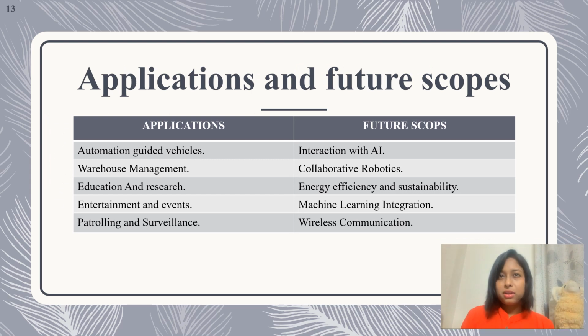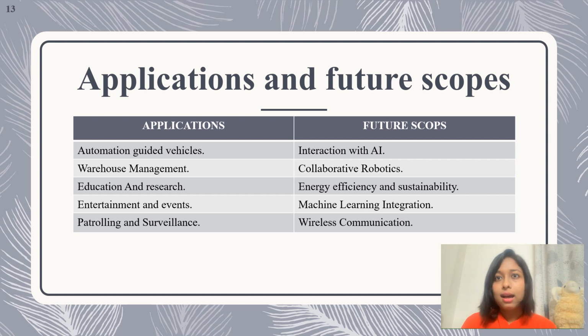In this slide, I'm going to talk about the applications and future scopes of the line following robot. A line follower robot equipped with advanced logic gates and configurations opens up a wide range of applications in different industries. Firstly, it can be employed in automated guided vehicles, providing an efficient and automated solution for material handling in industries.